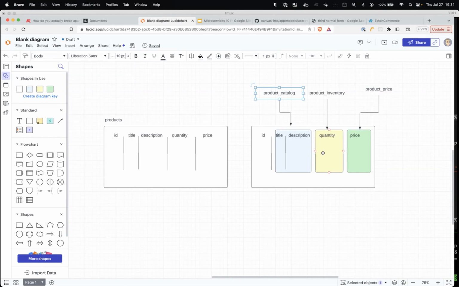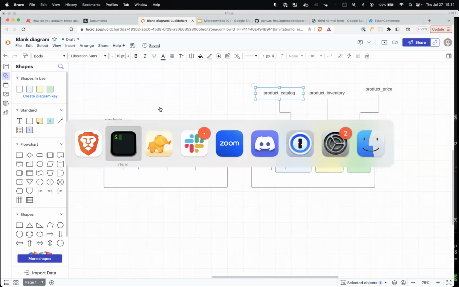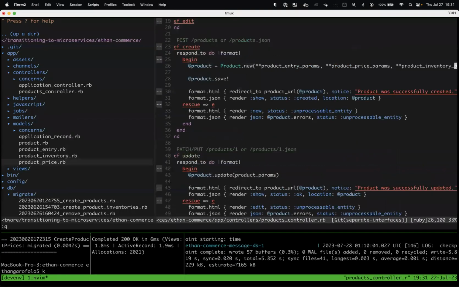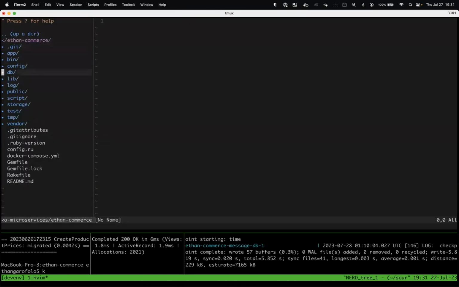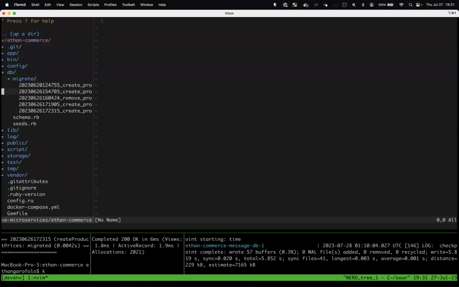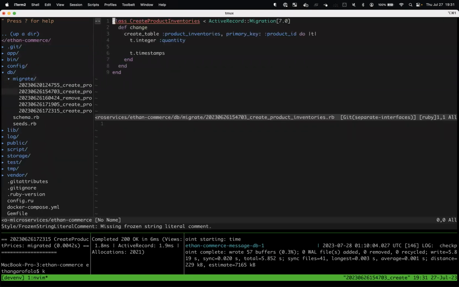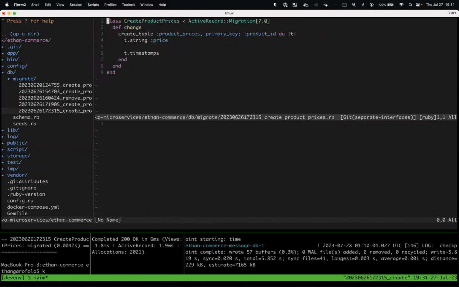Okay. Can you show us your table definitions again? I can. Yeah. How do I show them all at once? DB migrate. There's the inventory. Well, let's look at the quantity. So it's a quantity. Oh my goodness. No, that's inventories.